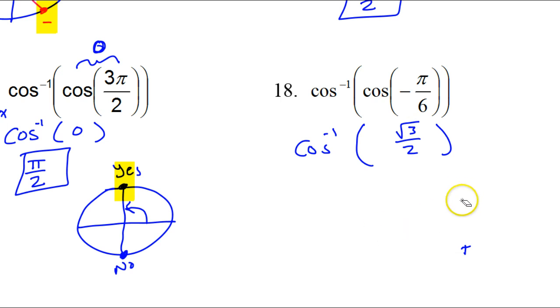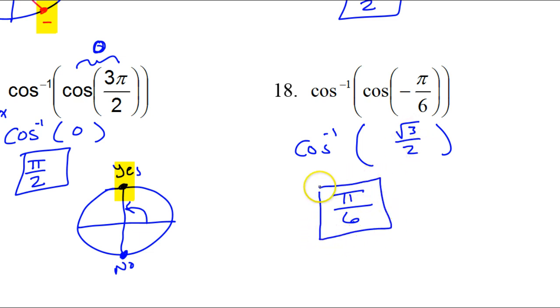Inverse cosine is an angle. It's the angle whose cosine is radical 3 over 2. Cosine of what angle is radical 3 over 2? We just spoke about that. It is pi over 6. The cosine of pi over 6 we have memorized is positive radical 3 over 2. So pi over 6 is the answer for number 18.